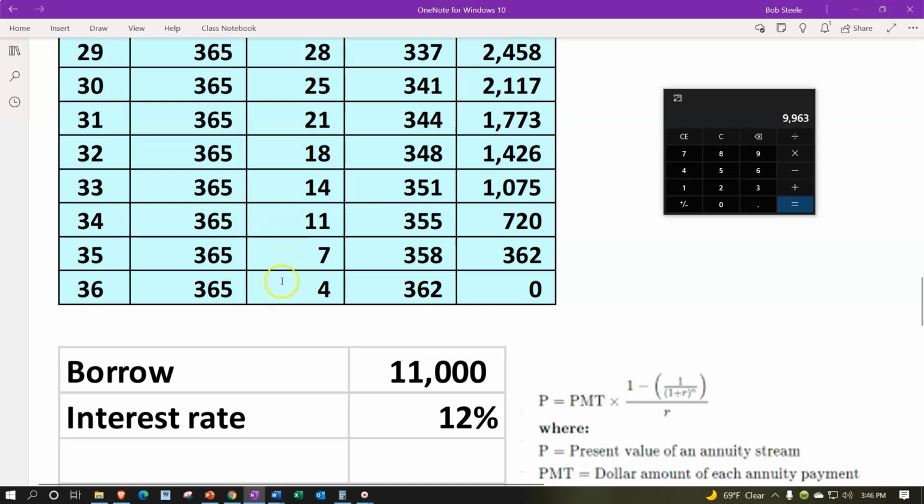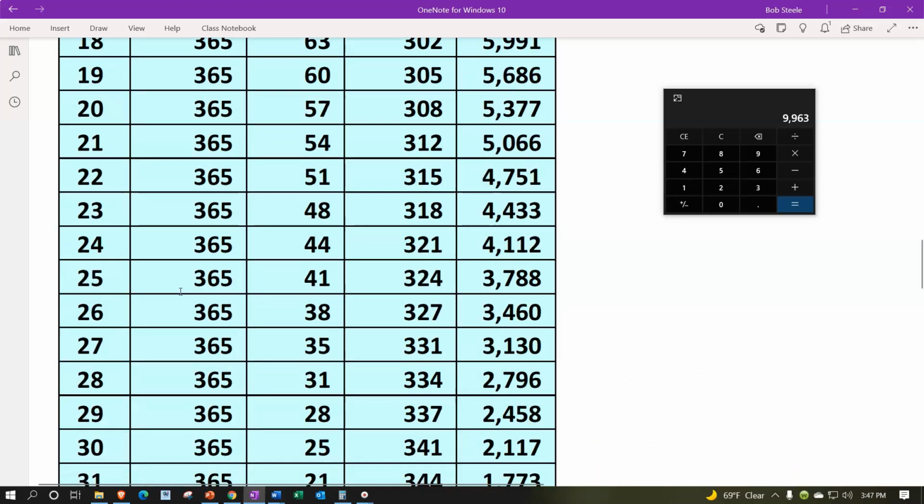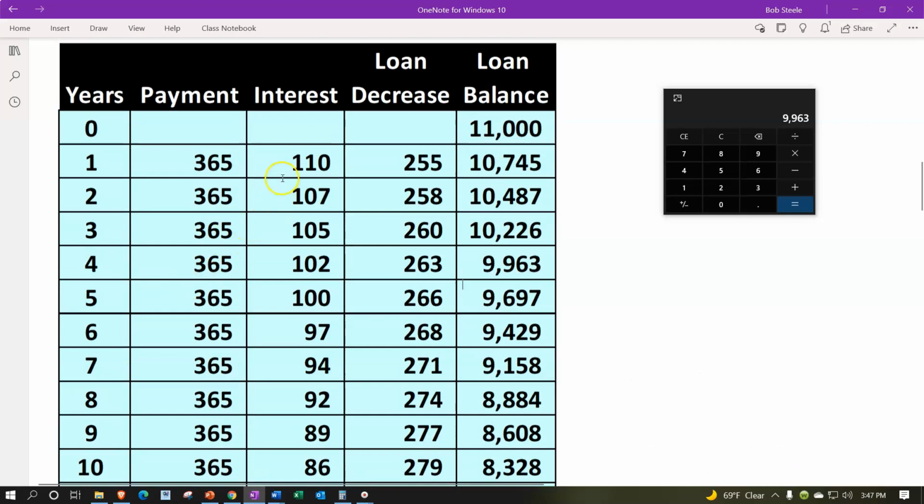Notice at the very end, your breakout of interest is much smaller. We're only paying $4 in interest. Most of it is principal at the end when we're paying the same amount of the 365 monthly, as opposed to the first payment where we paid $110 of interest. So big difference on the interest spread.